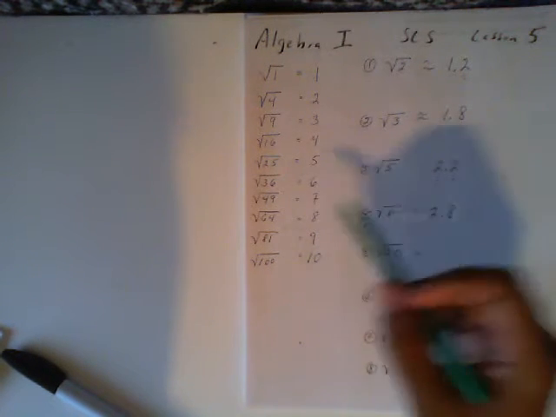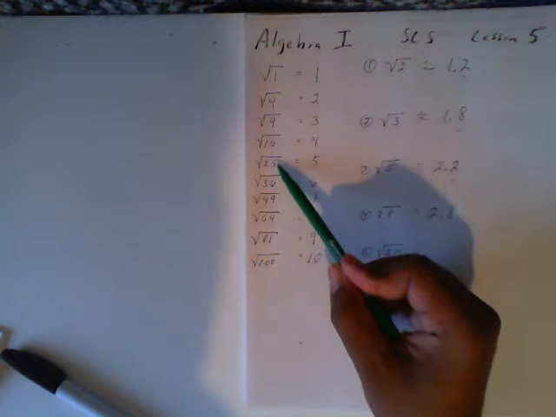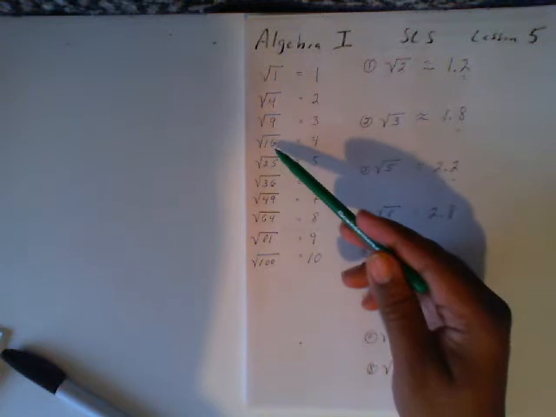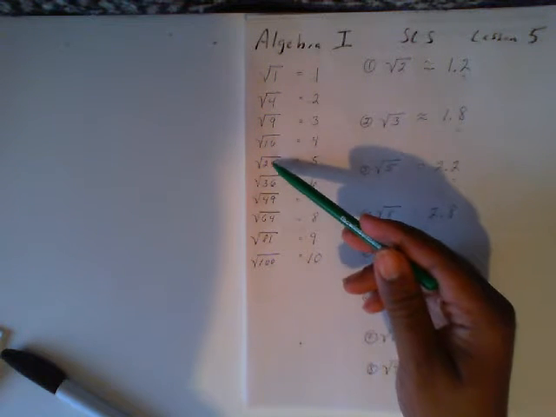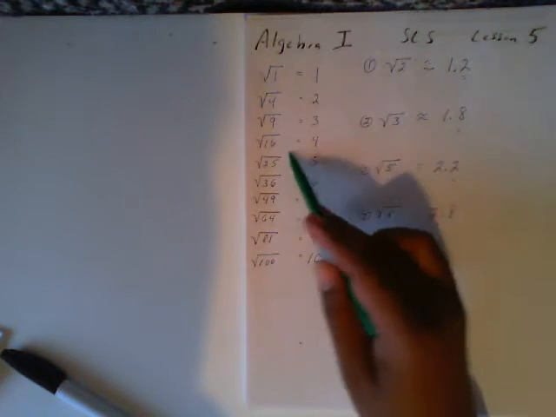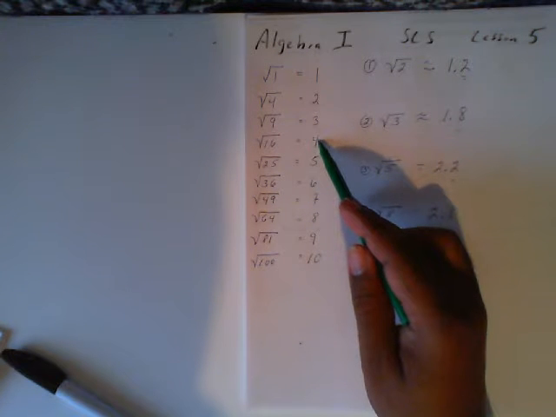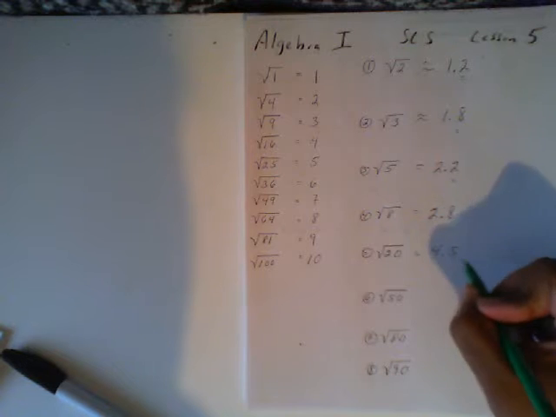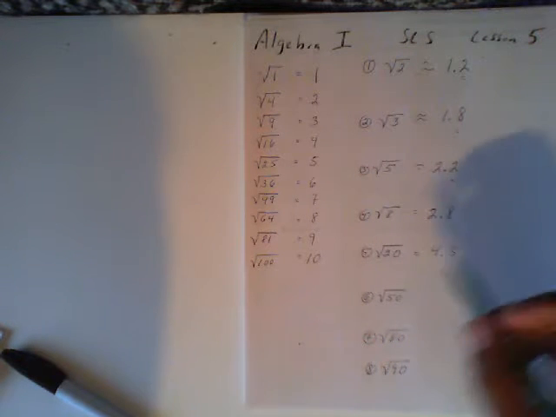The square root of 20 is between the square root of 16 and 25. It's just about in between the square root of 16 and the square root of 25. So the answer should be just about in the middle of 4 and 5. So I'm going to say 4.5, which kind of puts it right in the middle.